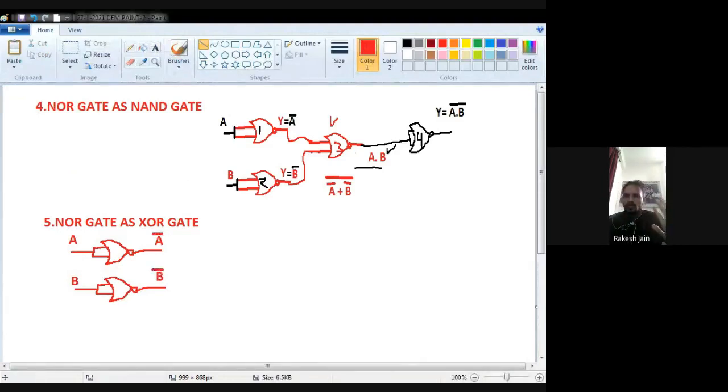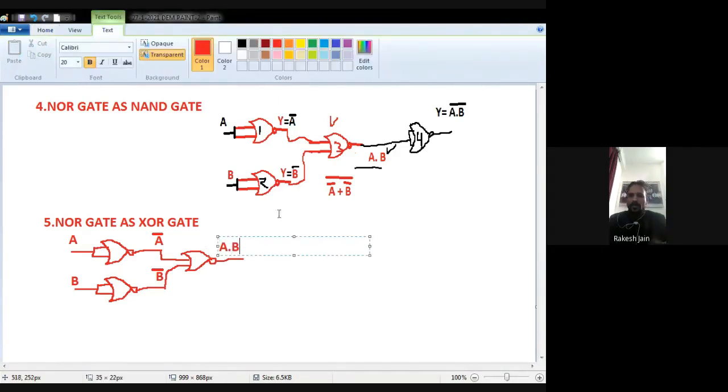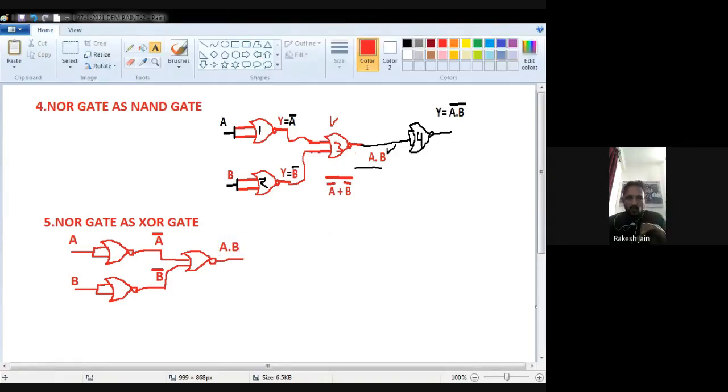Now connect these two outputs to a third NOR gate, a two input NOR gate. Now these two lines are connected as the inputs of this NOR gate. Now what is the output of this? As I have already proved, this will behave as an AND gate circuitry. So now at the output I will find A dot B. This is the circuitry of a NOR gate as an AND gate till now.